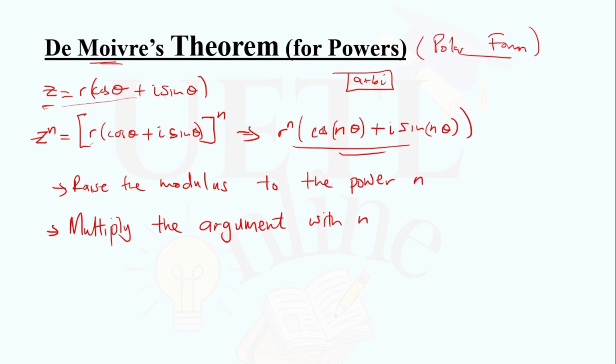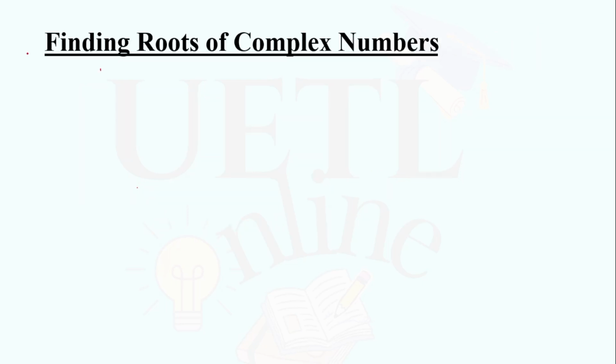Now let's look at how we find the roots of a complex number. Let's say you are given a complex number z equals a plus bi. Your first step is to change this complex number to polar form, so make sure you remember to do that first. After changing to polar form, z equals r (cos theta plus i sin theta). After this, this is where you can find its roots.